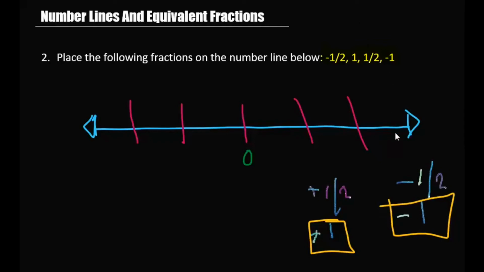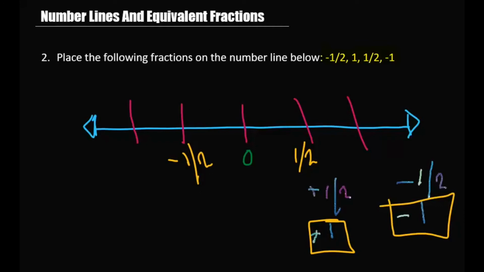So we already know that 1 and -1 are bigger and smaller than 1/2 and -1/2. So let's just place 1/2 and -1/2 on the number line first. We know that 1/2 is bigger than 0, so we're just gonna write 1/2 over here. And we know that -1/2 is bigger than -1 because it's a negative fraction, so we're just gonna write -1/2 right over here.